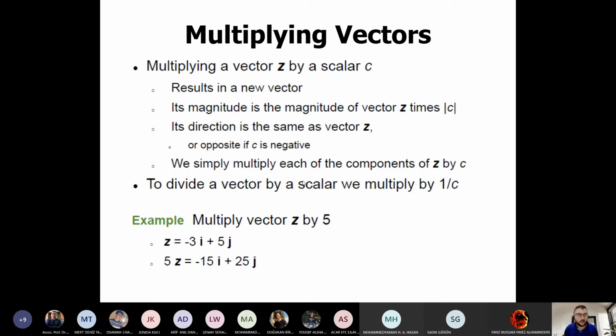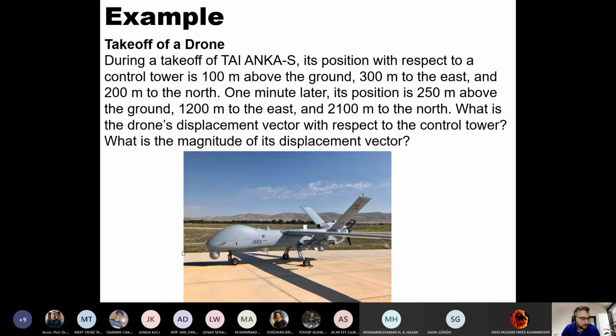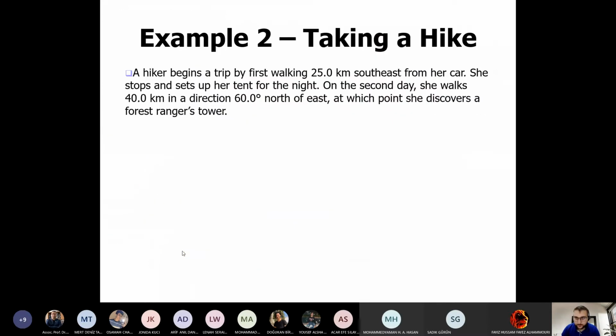And lastly, we studied the multiplication of vectors. For example, how can you multiply a scalar number with a vector? You must multiply directly. So if you multiply the vector with 5, which is a normal ordinary number, you must multiply each of its components. So 5 times minus 3, 5 times 5. And we solved this example also.